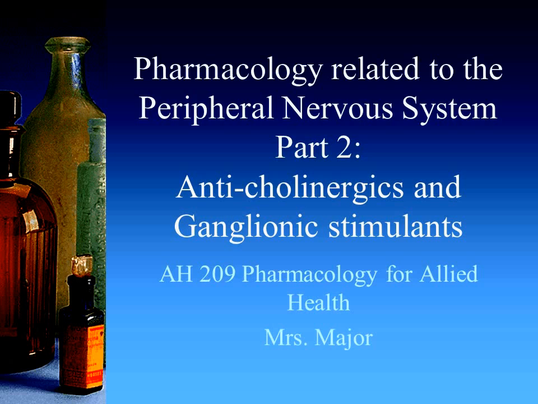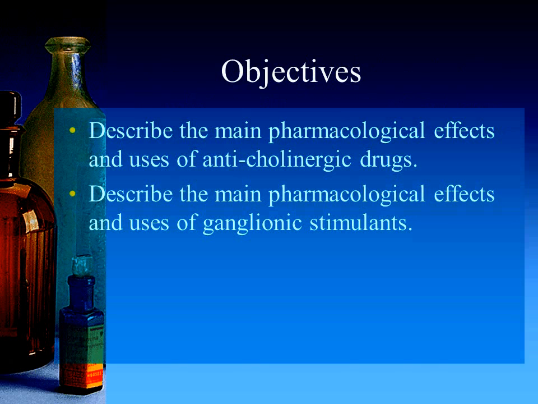Hey, welcome back to part 2 of pharmacology related to the peripheral nervous system. This time we are specifically going to look at more the parasympathetic side of the nervous system. In this case there are two classifications of medications we need to take a closer look at, and that would be our medications classified as anticholinergics and as ganglionic stimulants.